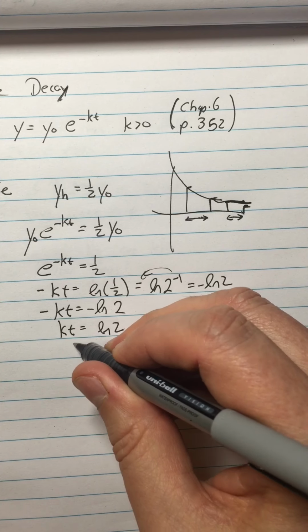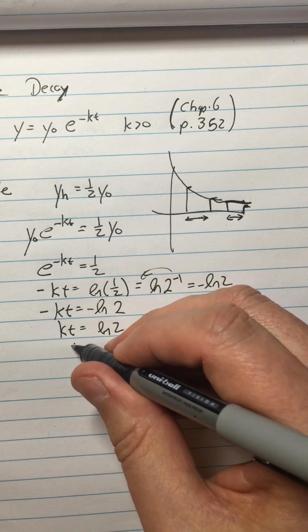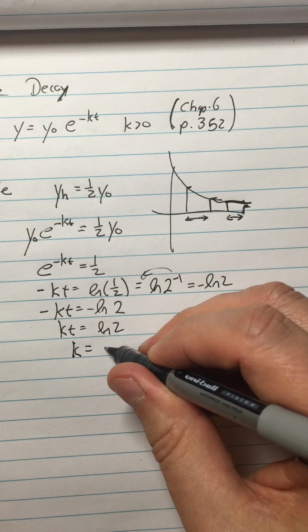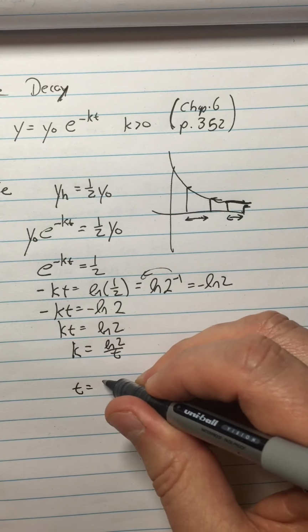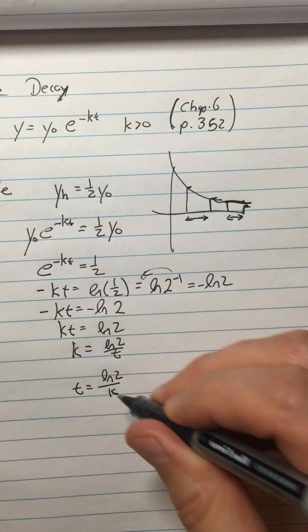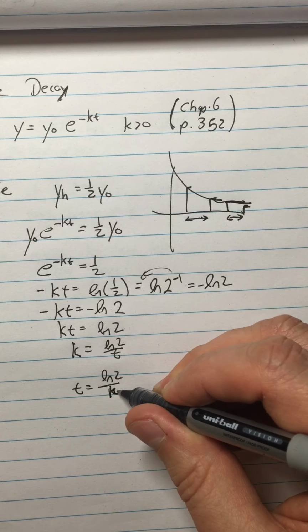I could solve it either way, right? I could do k equals ln 2 over t, or I could solve it the other way and say that t equals ln 2 over k. So if I know the rate of decay, I can get the half-life.